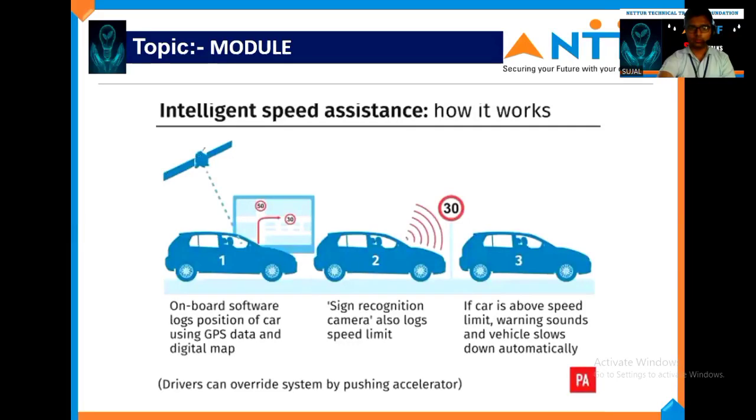There is an onboard logged position on the main ECU of the car. There is a sign recognition sensor which recognizes the posted speed limit, and if the car is crossing the speed limit, it warns the driver and slows down the vehicle automatically.